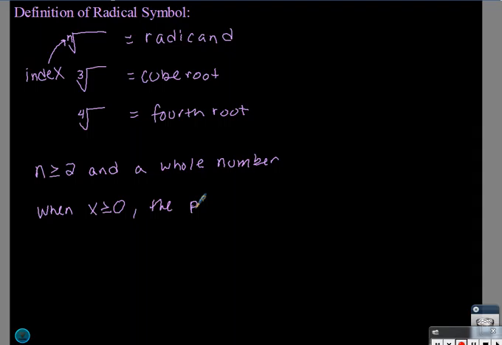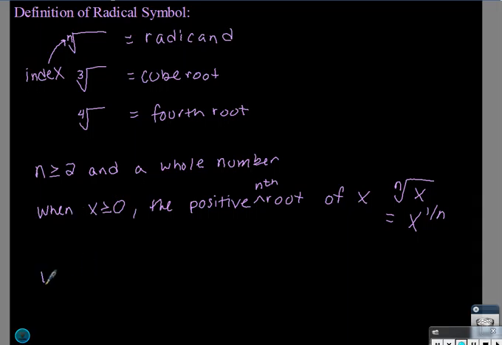The positive nth root of x can be written as this. So that's just the positive one. And we already talked about that in our previous video, that you can also write this as x to the 1 over n. This is the same thing. So that's when x is positive or 0.